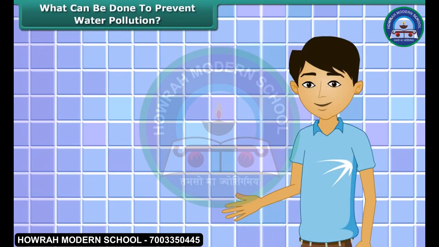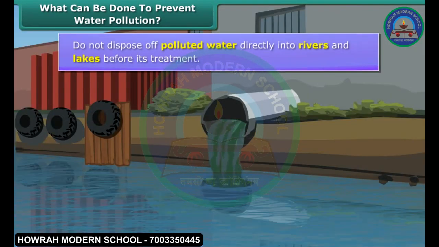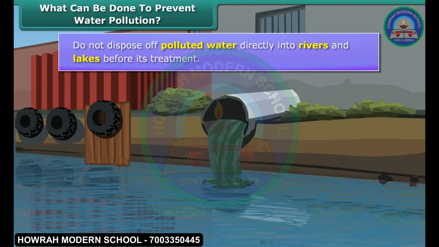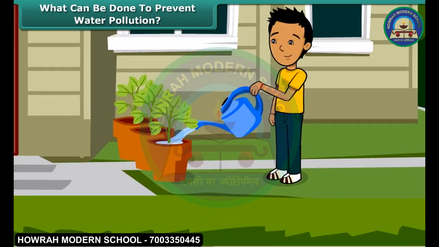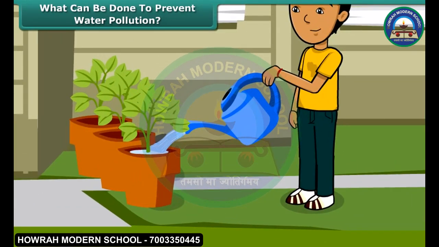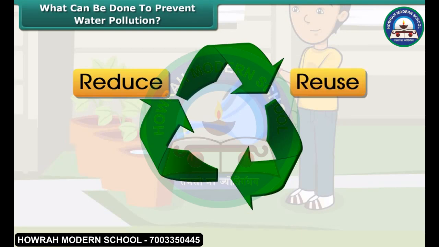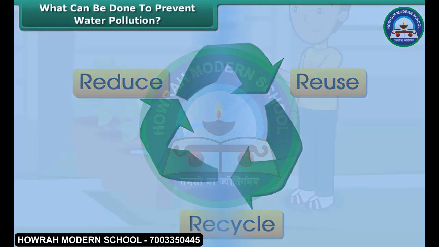Students, you need to help to control water pollution. These are some simple ways. Do not dispose of polluted water directly into rivers and lakes before its treatment. Reuse water that is used for washing vegetables for watering the plants in the garden. Reduce, reuse, and recycle should be our mantra to control water pollution.